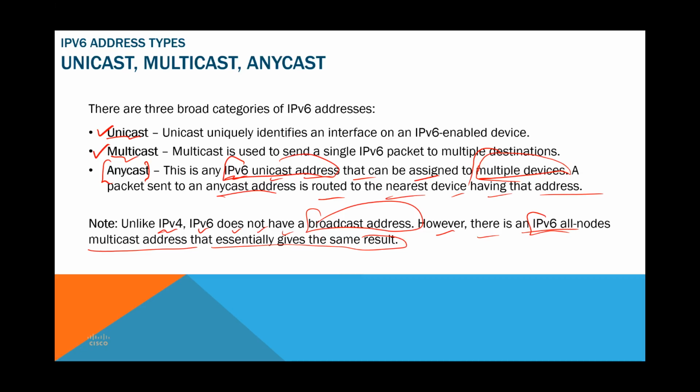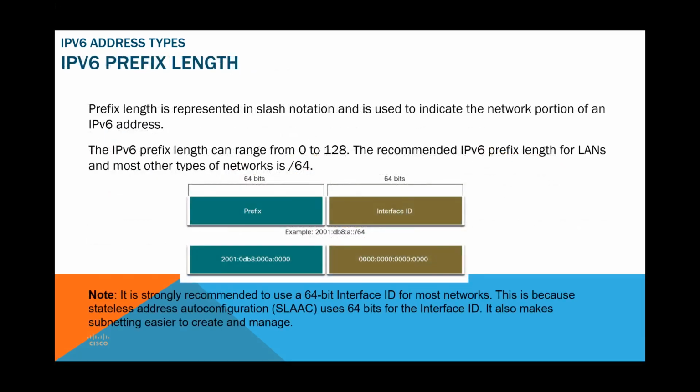So under IPv6, take note of these address types. You have unicast IPv6 address. You have multicast IPv6 address. You have anycast IPv6 address. Don't ever forget that. Anycast is completely new in IPv6.